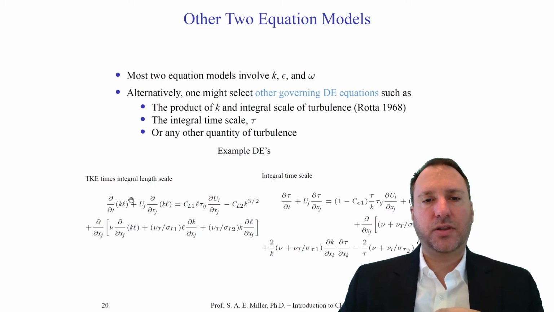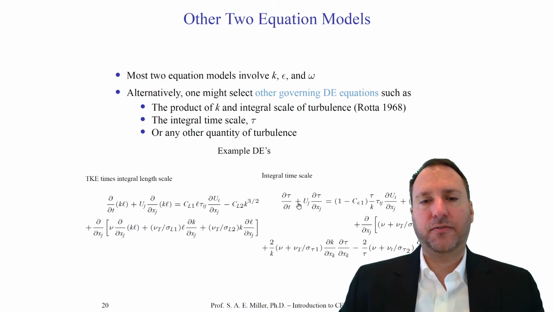It's shown in the lower left. Here's a PDE for KL instead of just K. That would be like Rotta's model. Another one might be the integral time scale. For example, instead of tracking integral length scale, we might look at the integral time scales of turbulence and track those with a PDE. That's in the lower right.